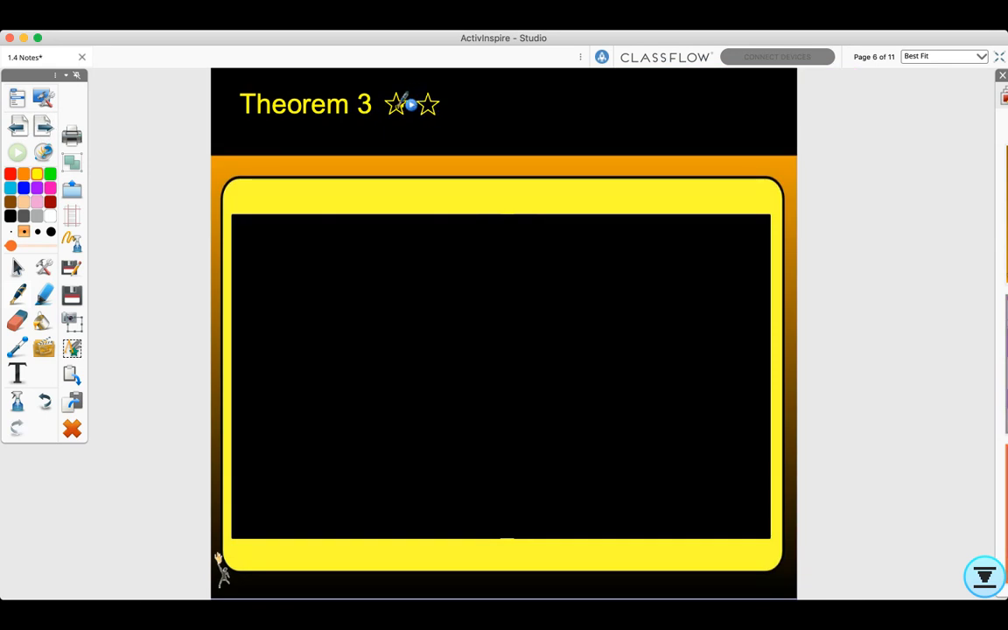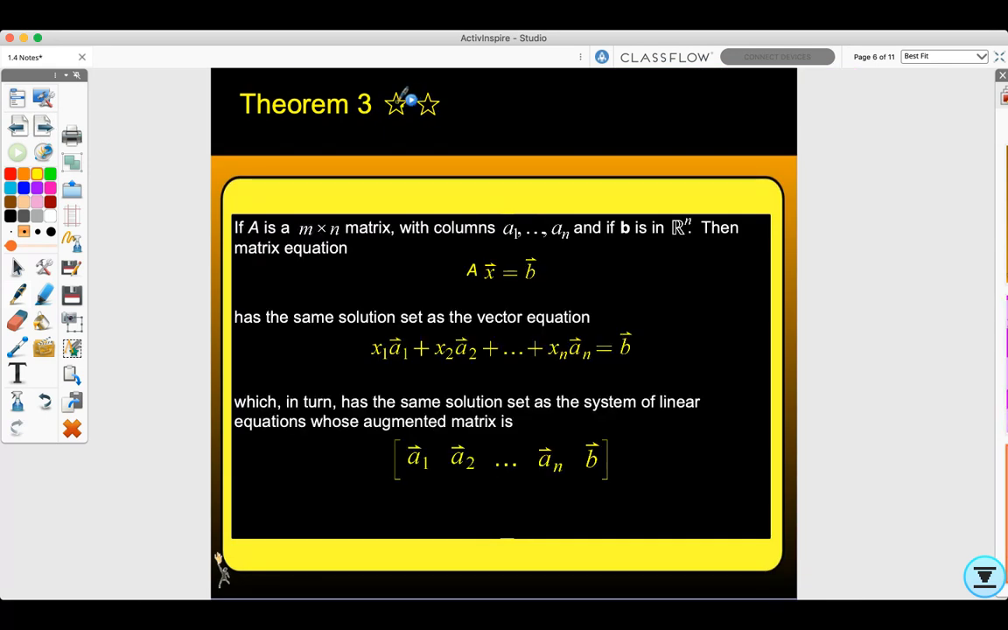Theorem 3. If A is an m by n matrix with columns A1 all the way to An and B is in Rm, then the matrix equation AX equals B has the same solution set as the vector equation x1 times a1 plus x2 times a2 plus all the way to xn times an equals b, which in turn has the same solution set as the system of linear equations whose augmented matrix is a1, a2, an, b.